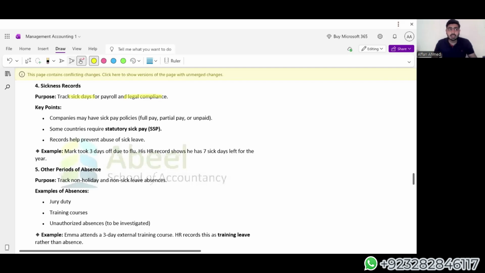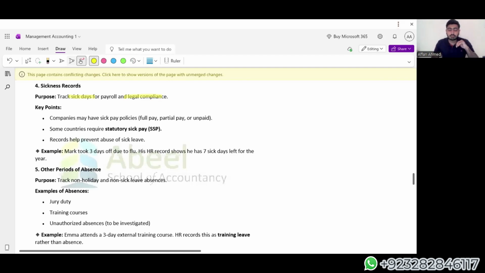If a person has cancer and he is being treated by the company, or he is being treated at a hospital, some of the expenses are to be paid by the company as well, because he's working there. And if the company is the cause of the cancer, then the company has to bear all the expenses. So the sickness record is to be maintained here.